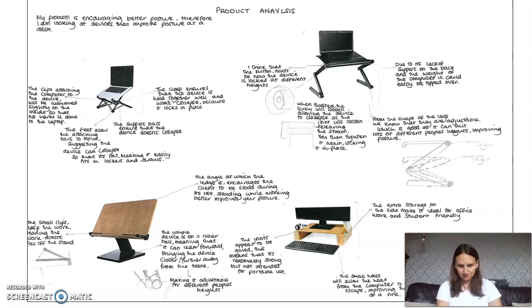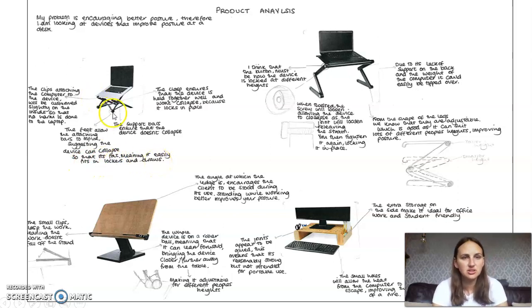Then this person has chosen to look at 4 products on the market that are supposed to help bad posture. That's why they've picked these products, because it links to her problem. Remember, we've been looking at this a few times, and hers is all about bad posture. Then she's done loads of little comments around the outside about how they've done things, why they've done things. She's analysing it.